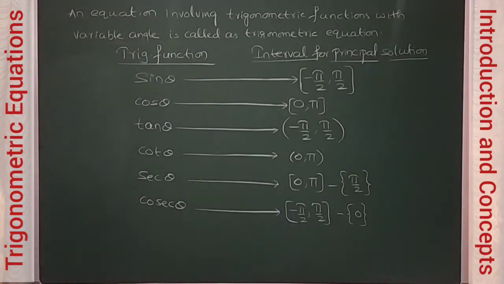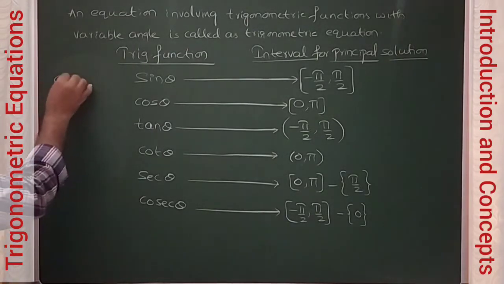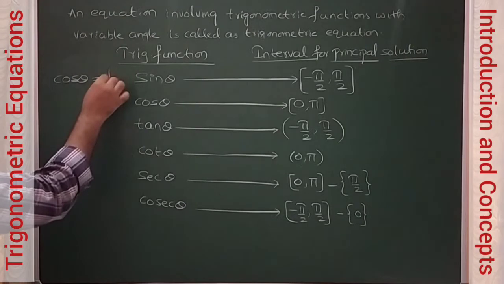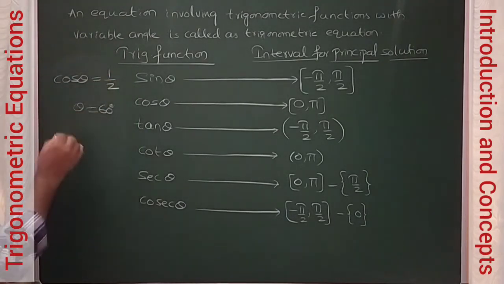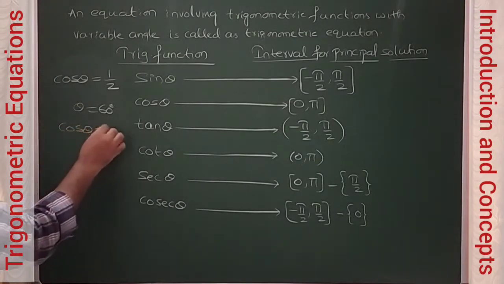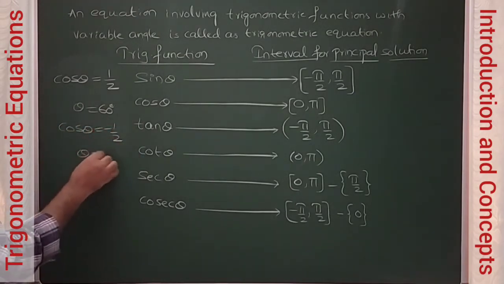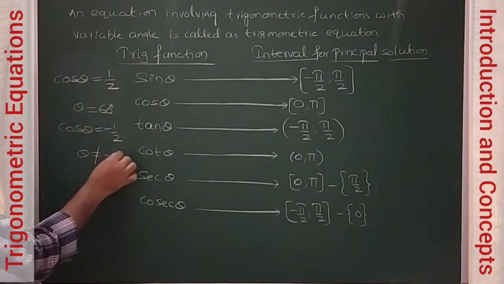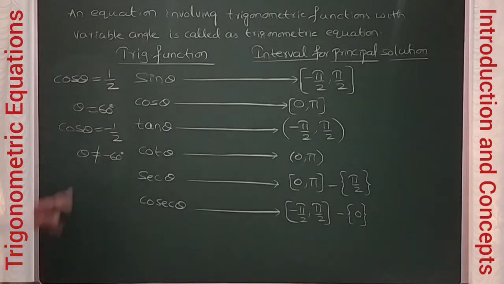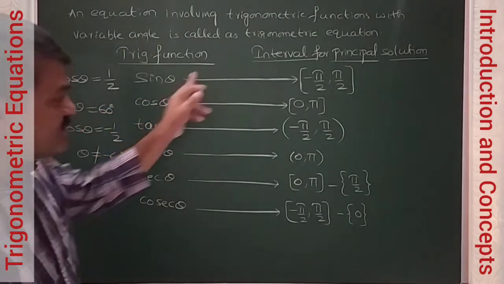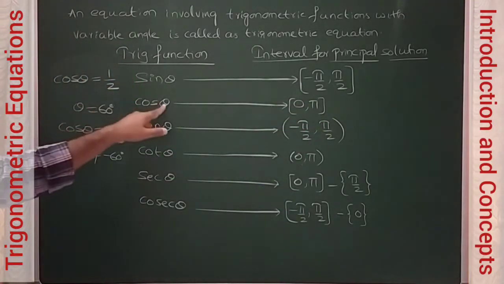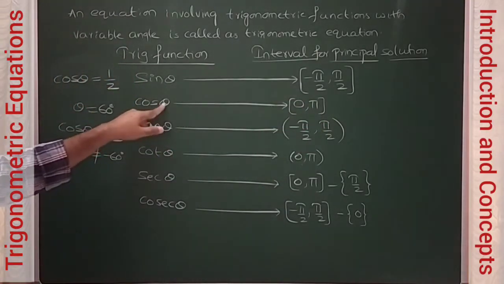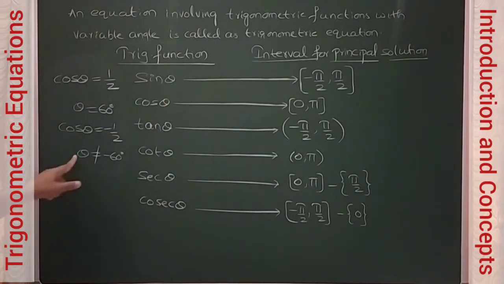So when you have the cos function, for example, if cos theta is equal to 1 by 2, the principal solution is 60 degrees. Cos theta is minus 1 by 2, theta is not minus 60. Because for cos theta, the principal solution interval is 0 to pi. So the principal solution cannot be negative for the cos function. So minus 60 is not your principal solution.